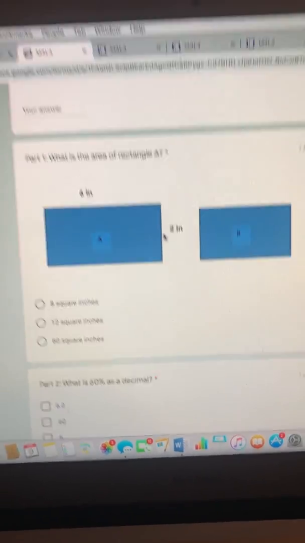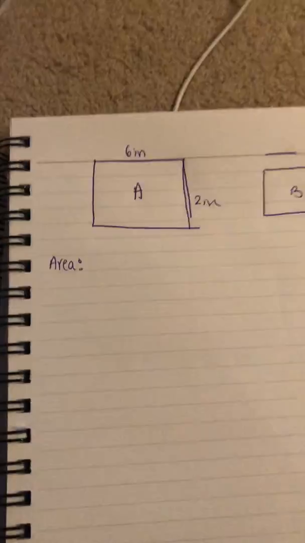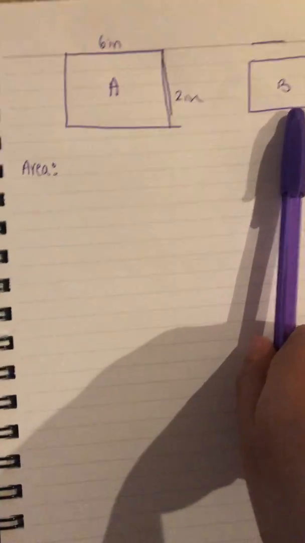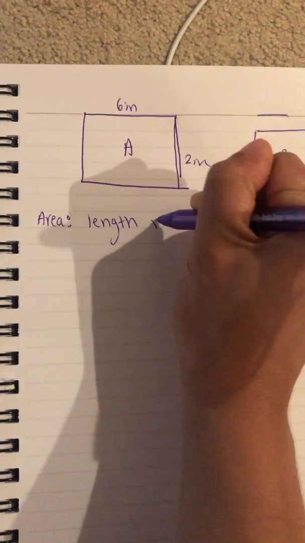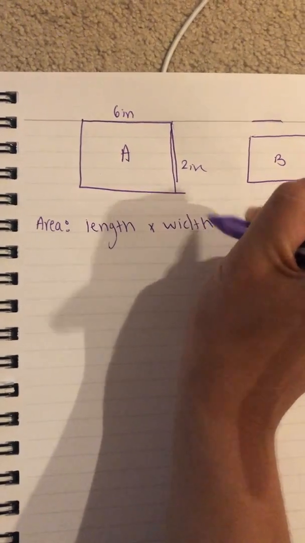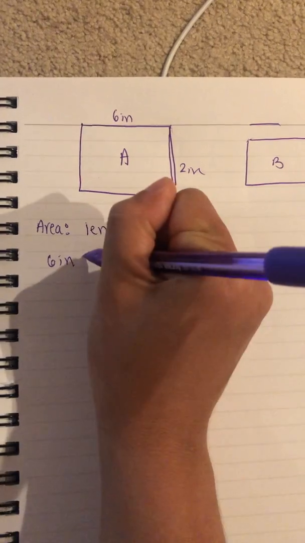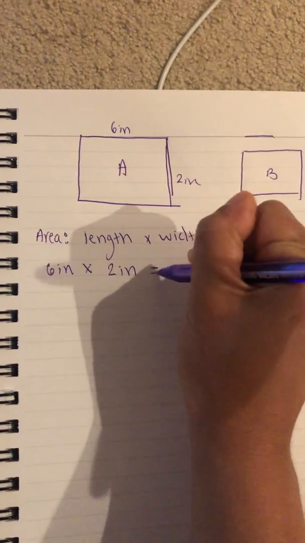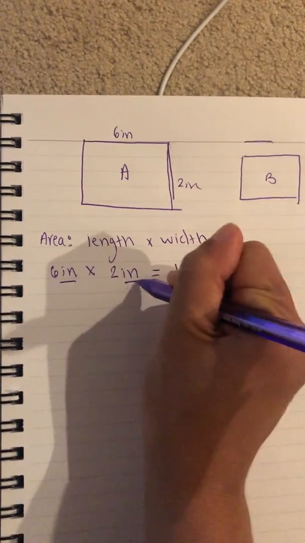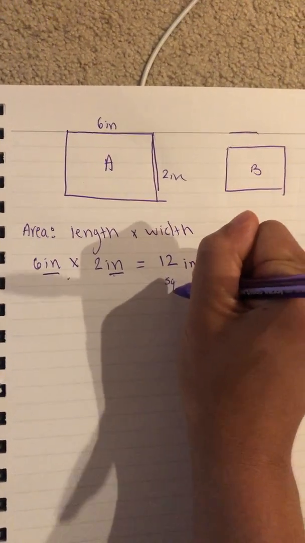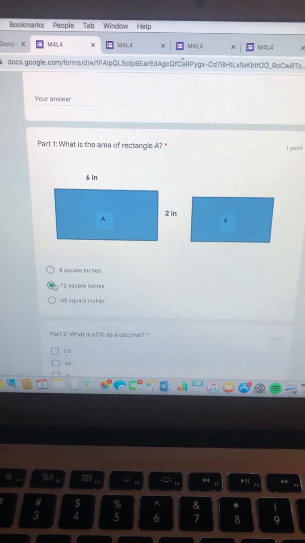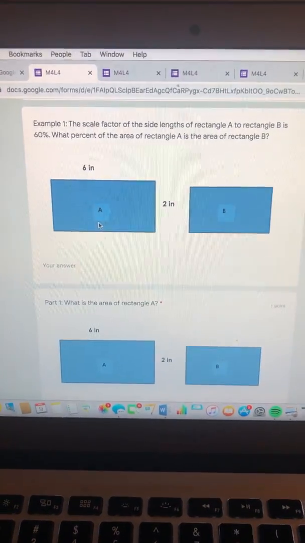Now, to find the area of a rectangle, we're going to go off to the side, and you could press pause, and I'm going to draw out, or you should draw out, these two rectangles. Now, the area of a rectangle is length times the width. Here, that would be 6 inches times 2 inches, which gives me 12. Because I'm multiplying two dimensions together, this is inches squared, also known as square inches, okay? So I'm going to put in 12 square inches. Now we have the area of rectangle A.